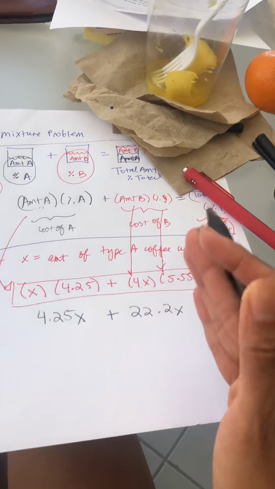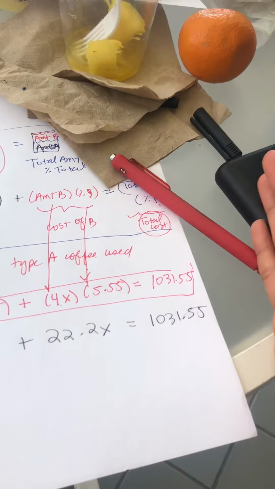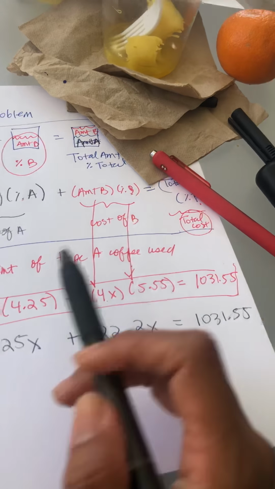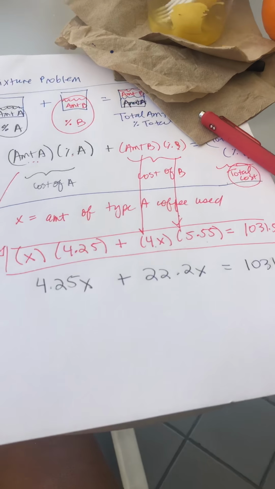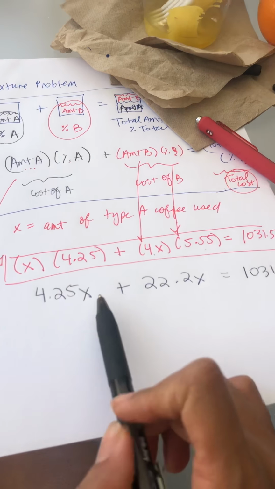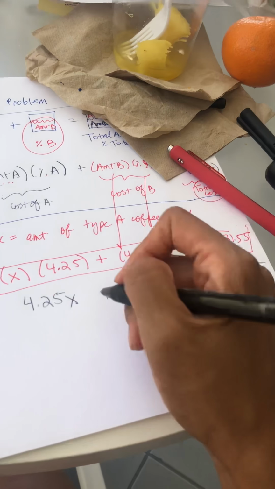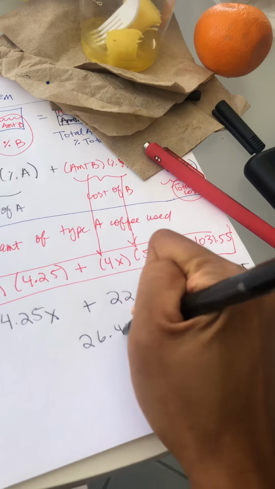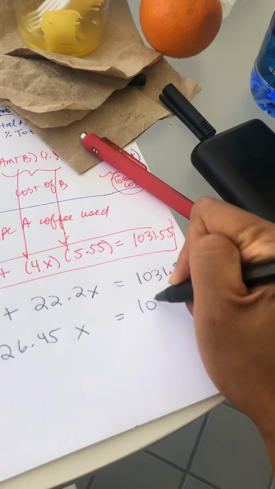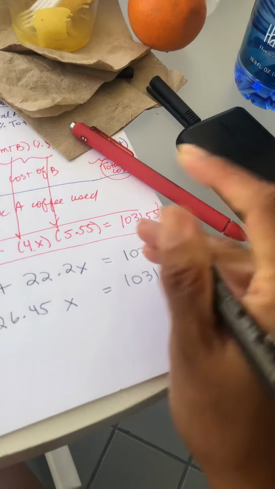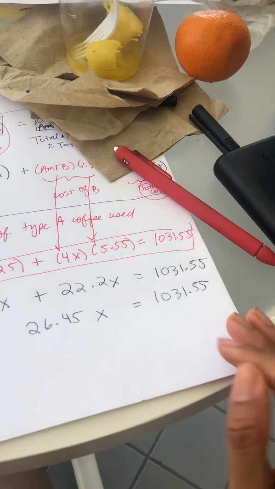So we're doing the math now, solving linear equations. First step is to get rid of the parentheses on the left side, get rid of the parentheses on the right side. Make sure it looks pretty, right? So does this look pretty? Not yet. These are like terms, so you can add these two together. You end up getting 26.45x is equal to 1031.55. Now the left side looks pretty and the right side looks pretty.